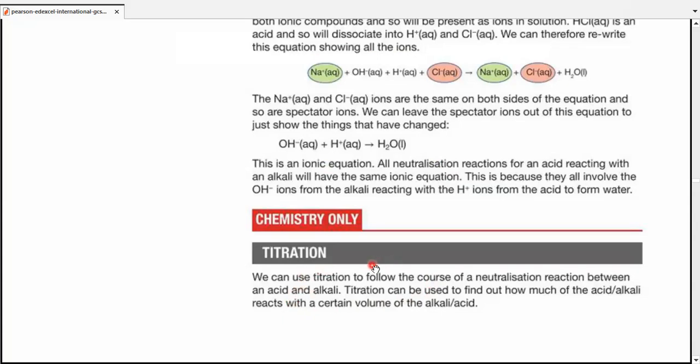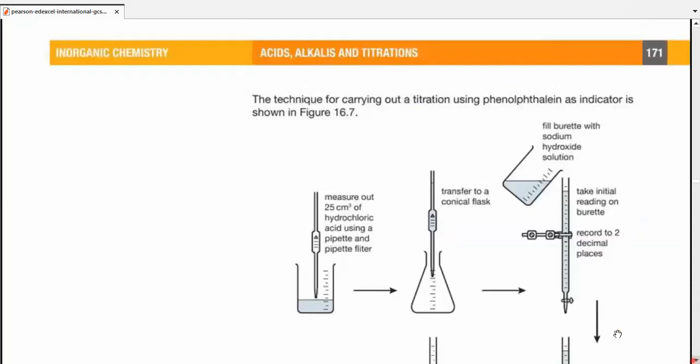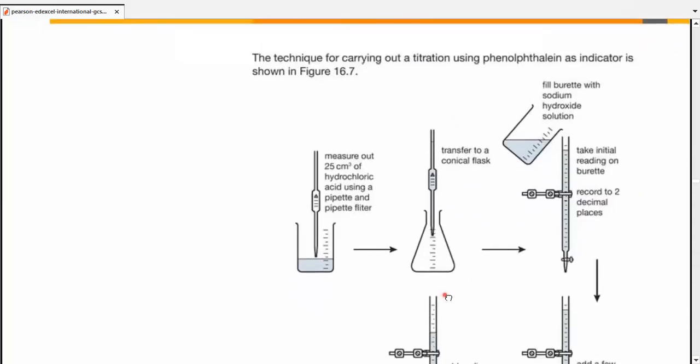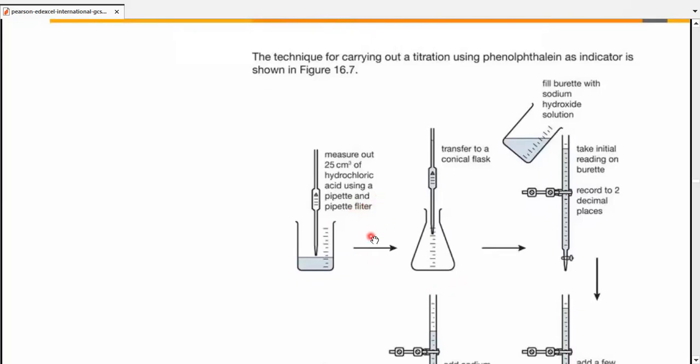Moving on, titration. Titration is an analytical chemistry procedure to follow the course of a neutralization reaction between an acid and an alkali, and titration can be used to find out how much of the acid or the alkali reacted with a certain volume of the other. So if we know the volume of acid, we can find out the volume of alkali that reacted, or vice versa. The same thing goes with concentration. Let's go through the technique to understand this point.